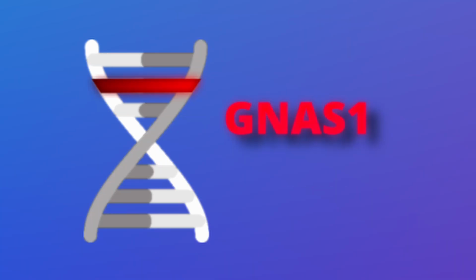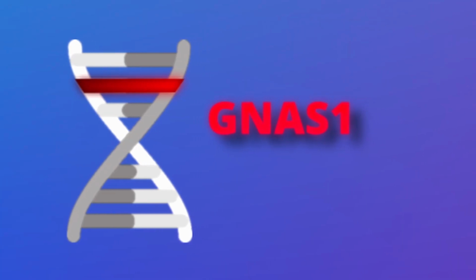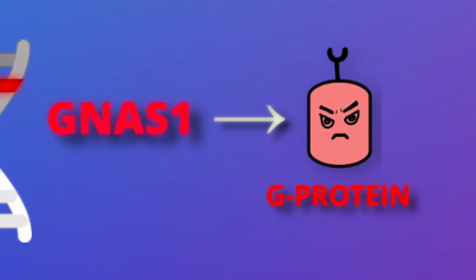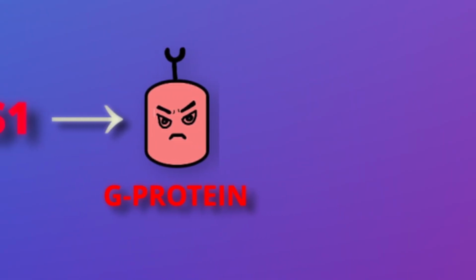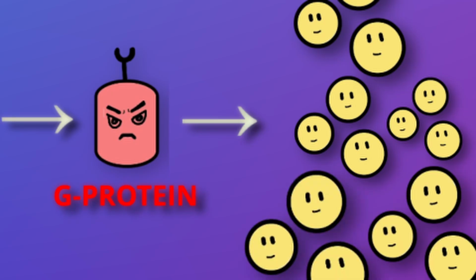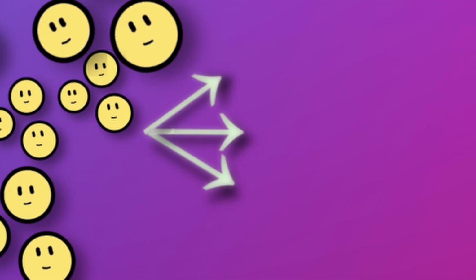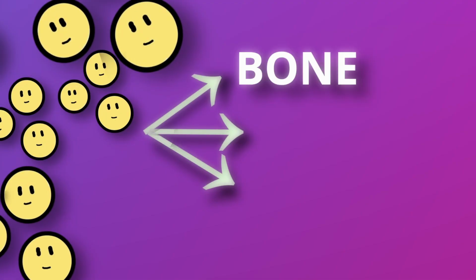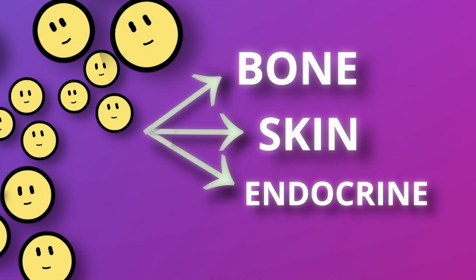So, the G protein now formed from this mutated GNAS1 gene does not require any form of activation. It just goes on and keeps producing a lot of cyclic AMP. So, we will look into 3 major systems where this excess amount of cyclic AMP causes problems: the bone, the skin, and the endocrine glands. Firstly, we'll look into bone.